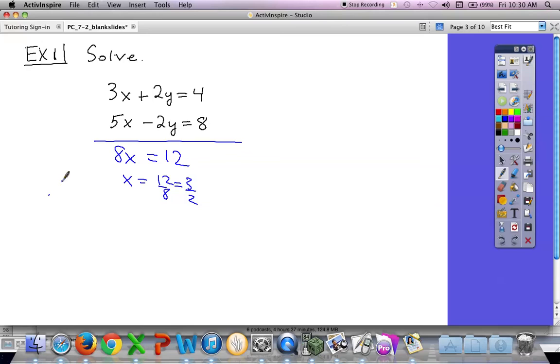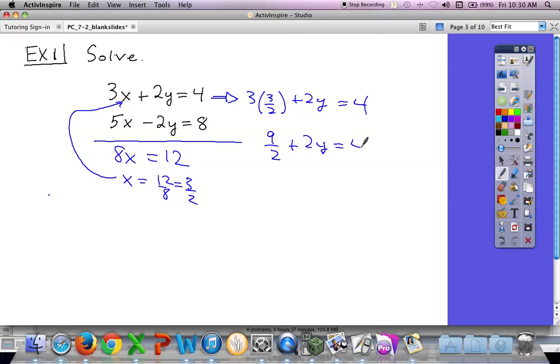So we're going to plug in this X here. And that will give us 3 times 3/2 plus 2Y equals 4. 9/2 plus 2Y equals 4. Right, so now we've got one equation, one variable we can solve.